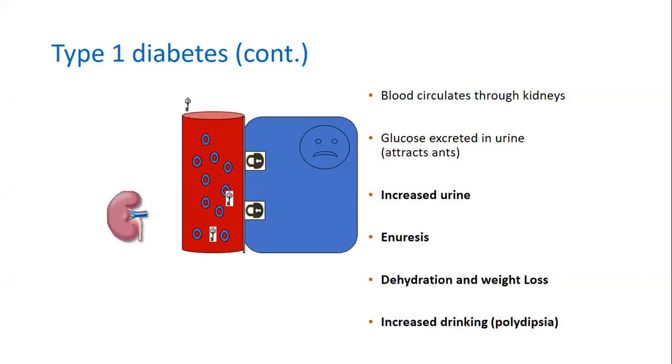And because of the dehydration, it will trigger the thirst center. So these patients will have increased drinking. Mom or the parent will tell you that this child is taking a lot of water, what we call polydipsia.